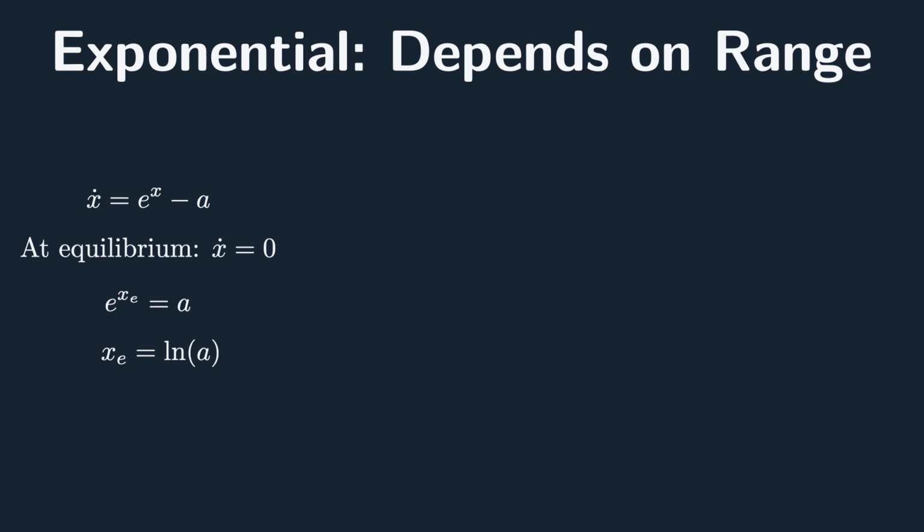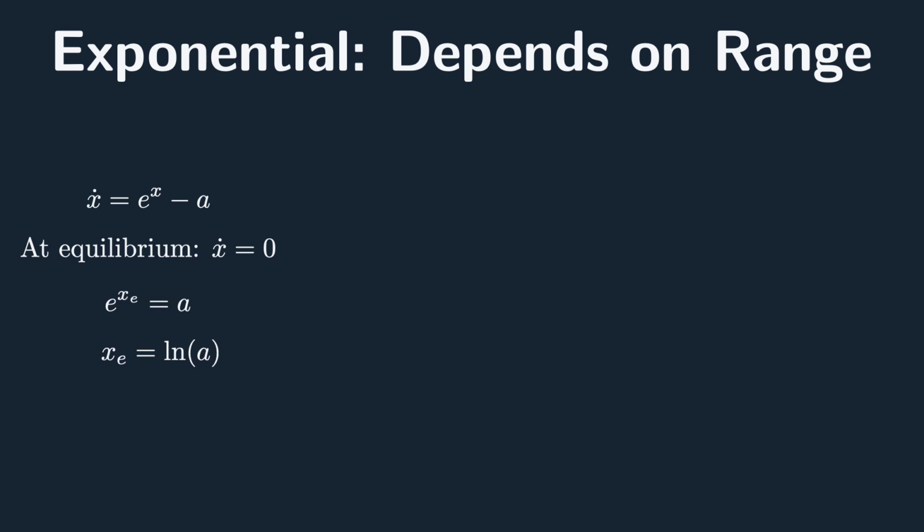Now, let's look at an example where an equilibrium point may or may not exist. Suppose we have the first order ODE x dot equals e to the x minus a, where a is a constant. This equation is nonlinear because x appears inside the exponential function. Equilibrium occurs when x dot equals 0. So the equilibrium equation is e to the xe minus a equals 0. Rearranging gives e to the xe equals a. To solve for xe, we take the natural logarithm, giving xe equals ln of a.